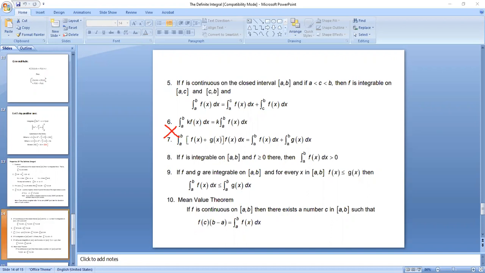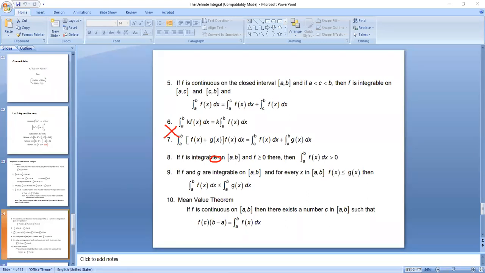Okay, by the way, class, it should not be here equal because if the function has a value of 0 when it is integrated, it will also be 0. So it should only be if the function is greater than 0 there, then the integral of the function evaluated from a to b will also be greater than 0.